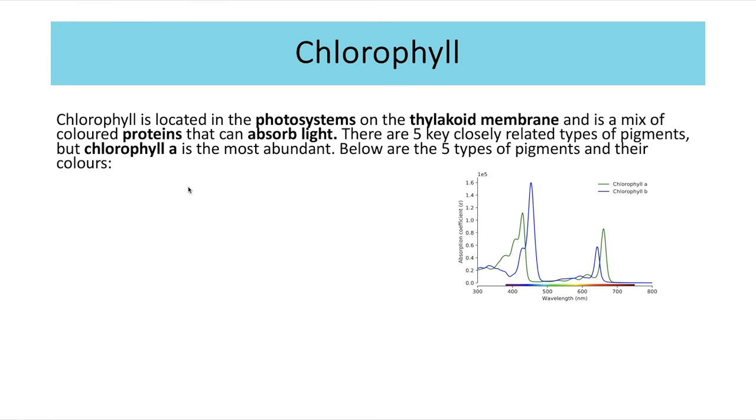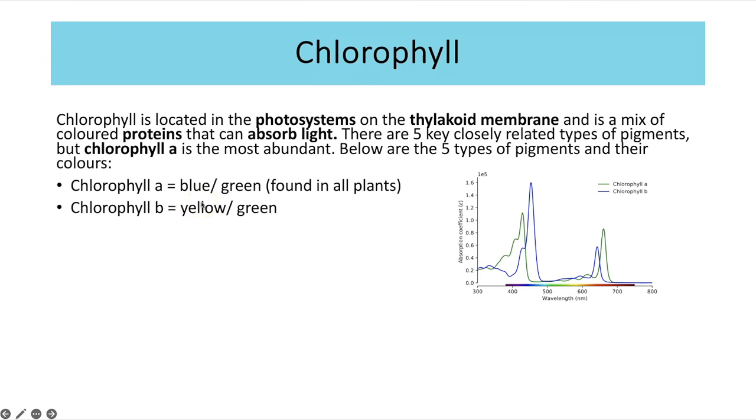And it's a mix of coloured proteins that absorb light. That's what chlorophyll is. There's about 5 closely related types of pigments. In reality there's lots, but you don't need to know all of them. Chlorophyll A is the most abundant, and the other pigments are listed below as well.